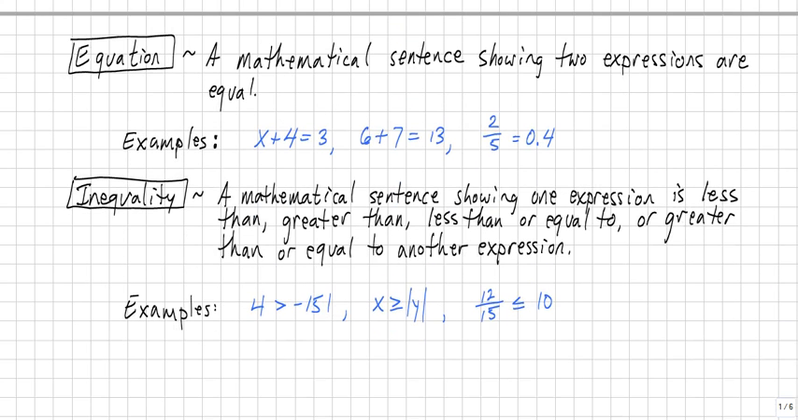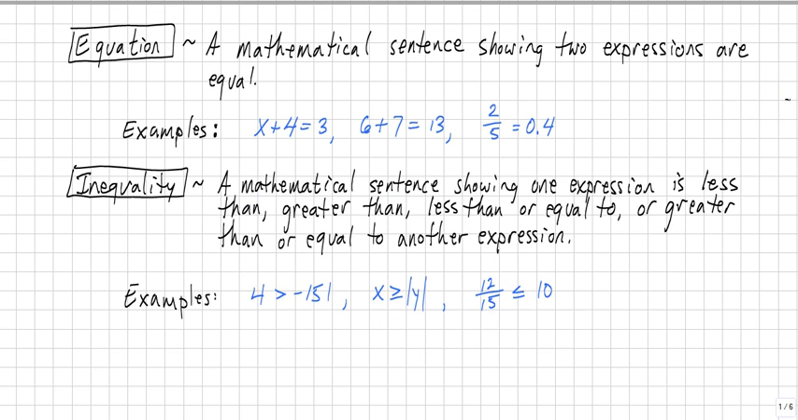Along with that, if you set two expressions equal to each other, you create an equation. An equation is a mathematical sentence showing two expressions are equal to one another. Some examples: x plus 4 is equal to 3. So x plus 4 and 3 are the same thing. 6 plus 7 and 13 are the same thing. 2/5 and 0.4 are the same thing. Those are just some examples.